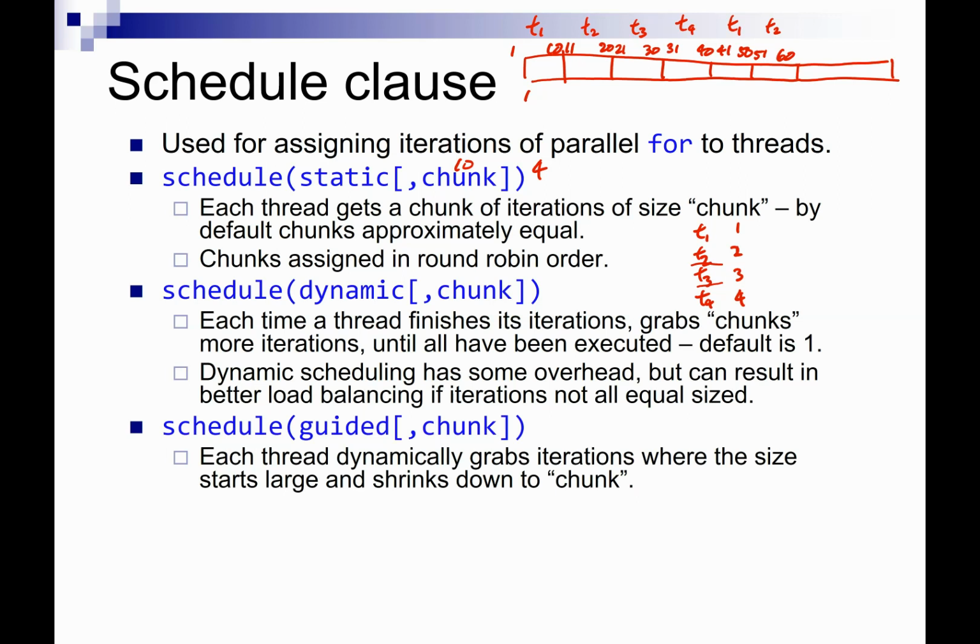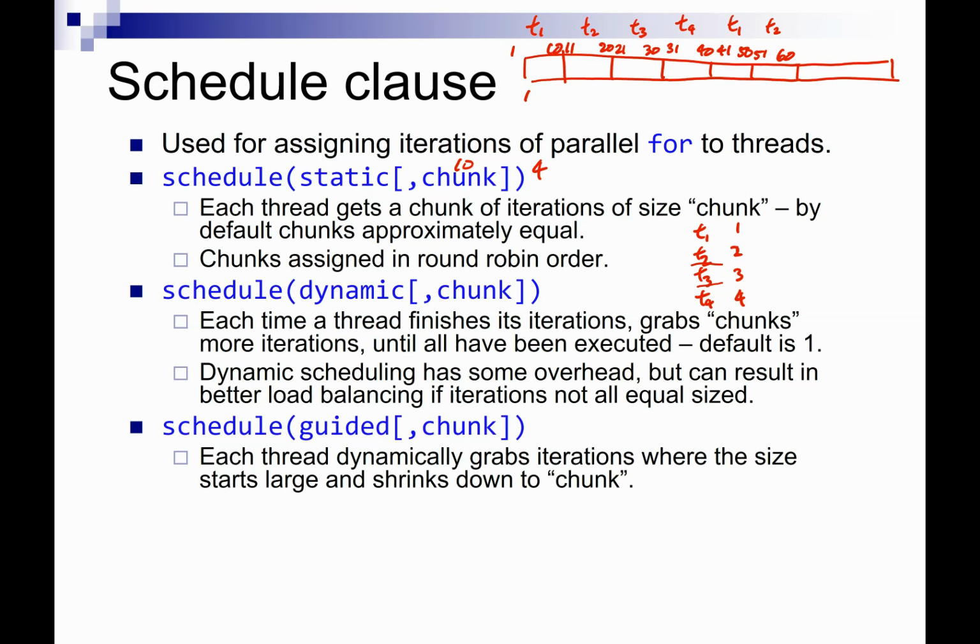Now there's this guided schedule. This is kind of like dynamic scheduling, except you don't always grab the same number of iterations each time. For a dynamic schedule, by default, you just grab one iteration, but you could take, like, if your chunk is 10, 10 iterations each time. Now for guided, you can actually take different numbers of iterations each time you grab something.